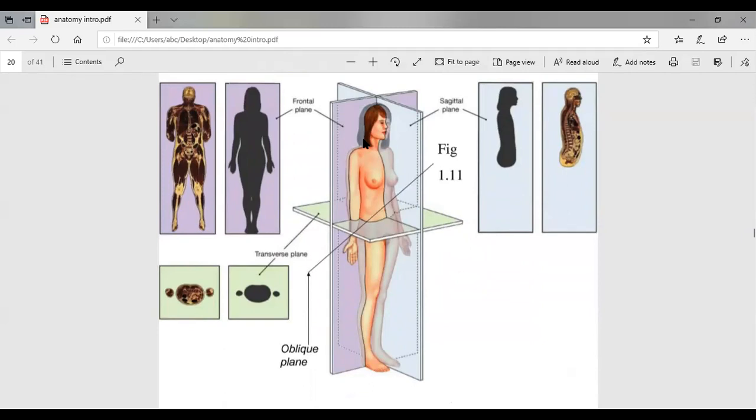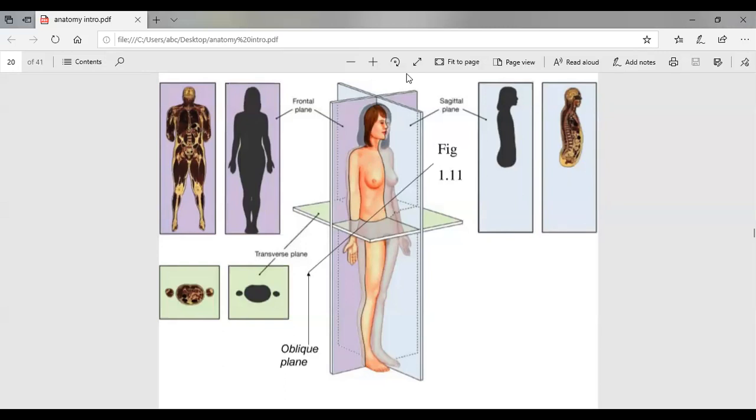You can see the plane passing through the center of the body from forwards to backwards, or from backwards to forward, is the sagittal plane. If you cut the body in the sagittal plane, you can see the body sideways, as the right hand side diagram shows. So the sagittal plane passes through the center of the body from front to back.